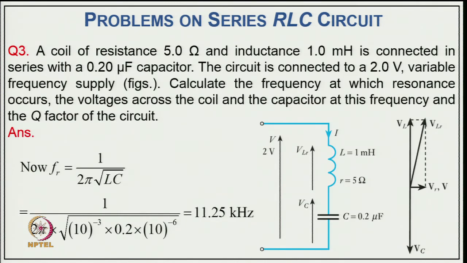So, now coming to the third problem on series RLC circuit: a coil of resistance of 5 ohm and inductance of 1 millihenry is connected in series with a 0.2 microfarad capacitor.